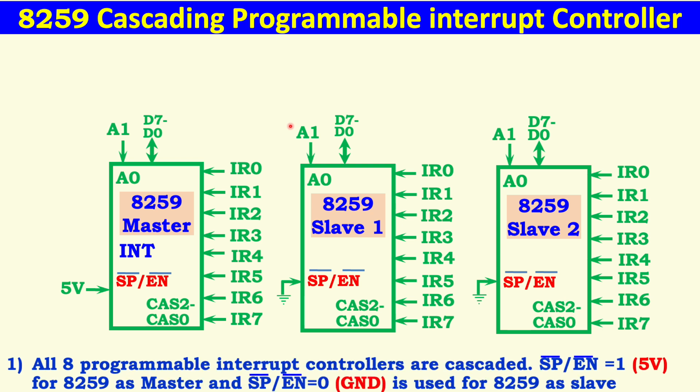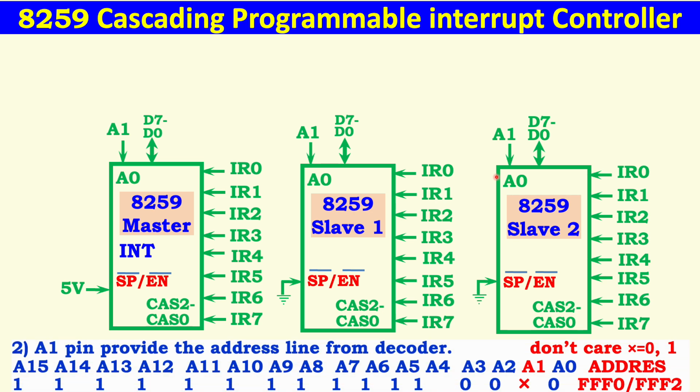See there. Now here if you observe, out of these three, one is master, the remaining two are slaves. The cascading operation is done by cascade 0 to 2 connections from the master to all slaves. The connections from master to slave 1, the connections from master to slave 2. Like this we can cascade the 8259.